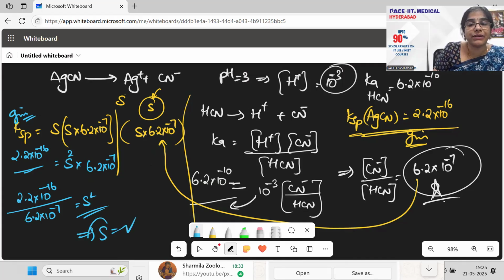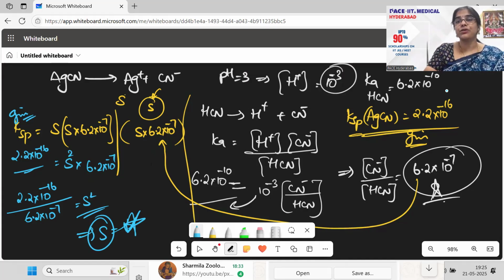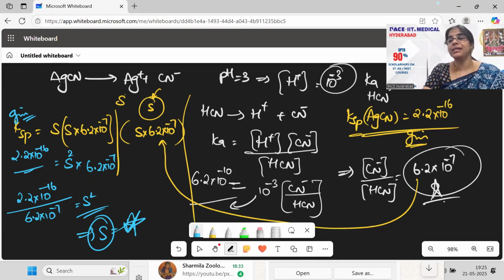यहाँ से S का value मिल गया. You will get your S value from here. Okay, and that is your final answer. That is your solubility. पूछा है. That is how it is, right?